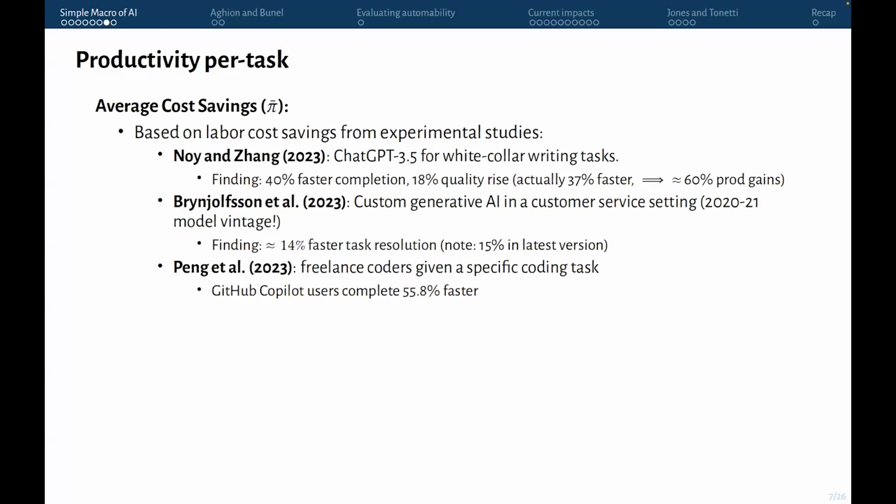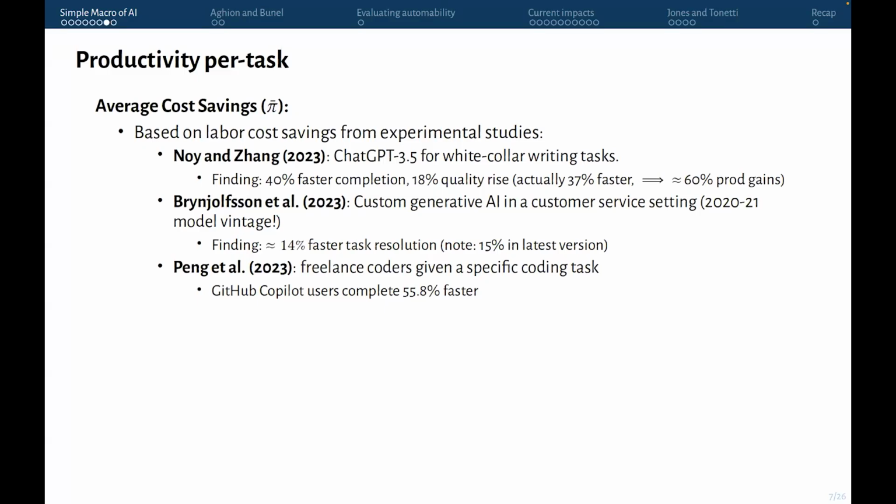But the quality rise, it's a bit hard to know how to translate that into productivity, because they're not measuring actual earnings. It's just grading on some point scale. I think it's out of 7 or something. Naively, you could say, okay, 1.37 times 1.18, that means you actually have 60% productivity gains, which is bigger than 40%, but just something to keep in mind.